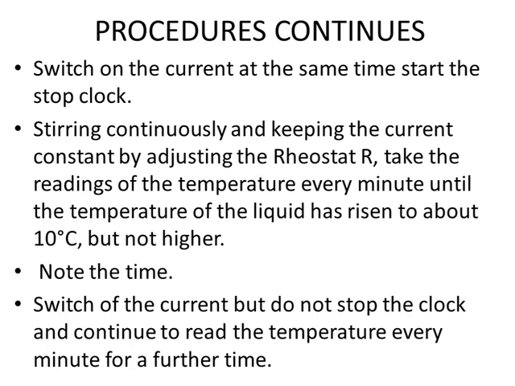Switch on the current and at the same time start the stop clock, stirring continuously and keeping the current constant by adjusting the rheostat. Take the readings of the temperature every minute until the temperature of the liquid has risen by about 10 degrees Celsius but not higher. So if the temperature has risen by 10 degrees, you'll be having around 40 degrees Celsius now, because we started with an initial temperature of 30.